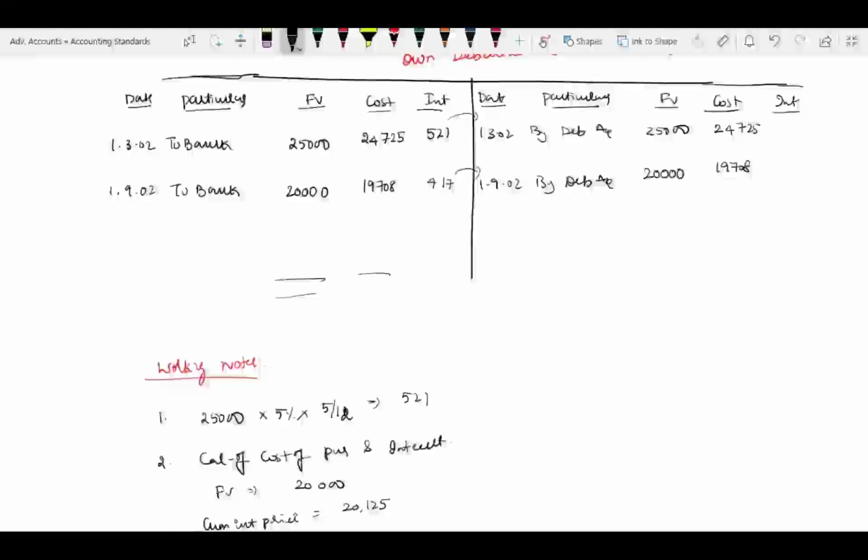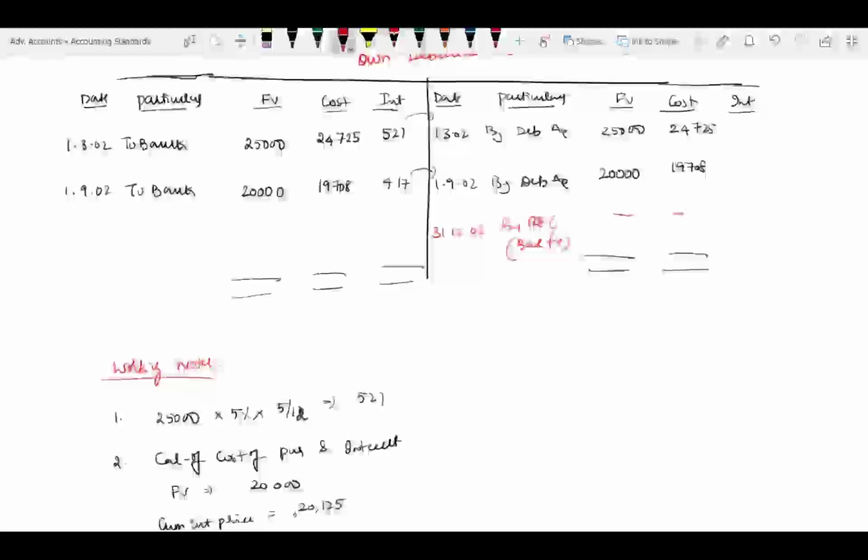Now if you balance, my dear friends, your cost column, but whatever interest is there at the year end, 31st December 2002, by P&L balancing figure. So the total interest you're supposed to transfer to P&L is 938. Got it? So that's all.